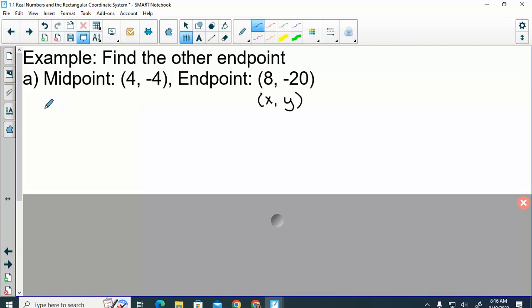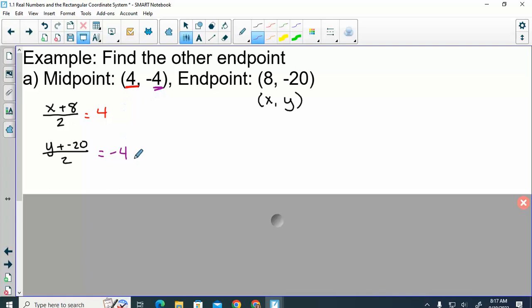So think about what we do. To find the midpoint, you take your x1 plus x2 divided by 2. We do the y1 plus the y2 divided by 2. This first one gives me the x value of the midpoint. What is the x value of the midpoint? 4. The second one is giving me the y value of the midpoint. So the y of the midpoint is negative 4.